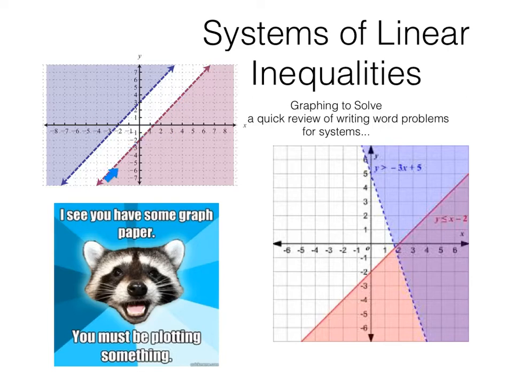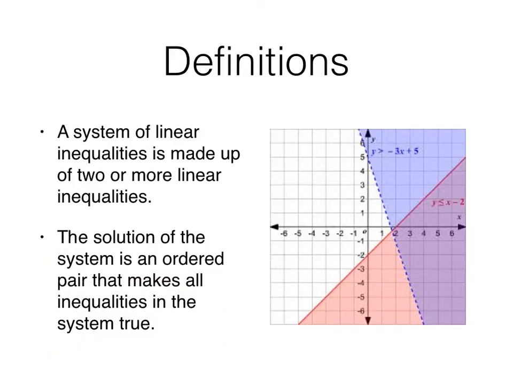The inequalities, remember, have the line with the shading. So line type, shading. So these are two examples. Let's look at some definitions. A system of linear inequalities is made up of two or more linear inequalities. So when you graph them, you get one inequality graphed, the other inequality graphed.